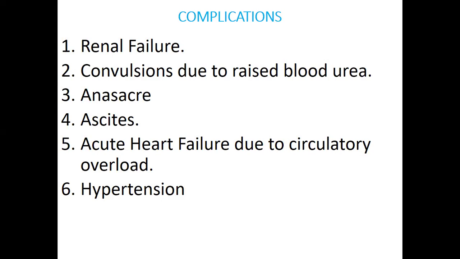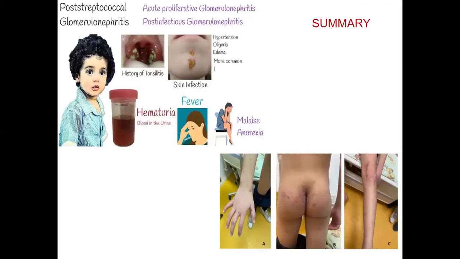Complications, mostly if poorly managed, babies may develop renal failure. Because of raised blood nitrogenous waste, such as urea, creatinine, and others, patient can have convulsions, then excessive accumulation of fluids in the tissue causing asphyxia and ascites. Heart failure, when the kidney is affected, the heart most likely will be affected as well. Then you have hypertension. So basically, in summary, what is glomerulonephritis?